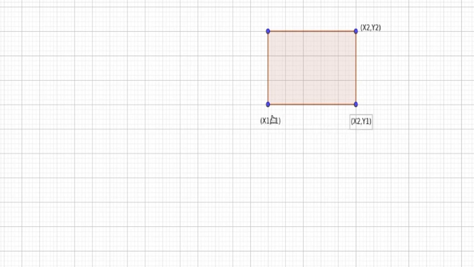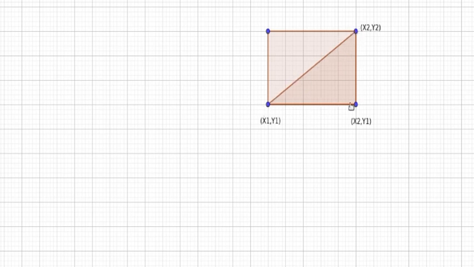Then I am going to draw the diagonal, that is the distance between the points (x1, y1) and (x2, y2). Okay, the diagonal is the distance between the points (x1, y1) and (x2, y2). So now we are going to find out this distance.